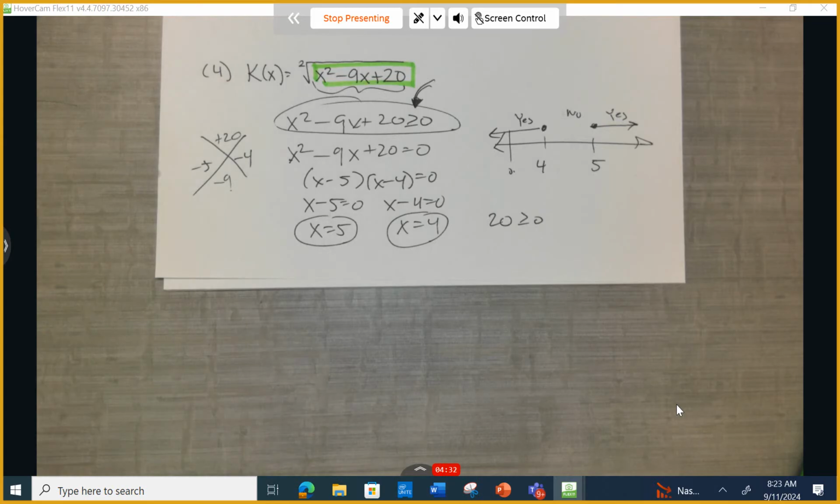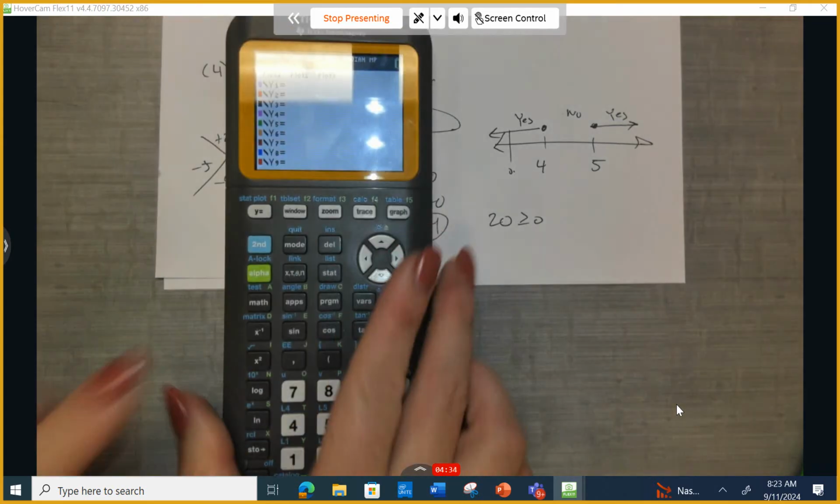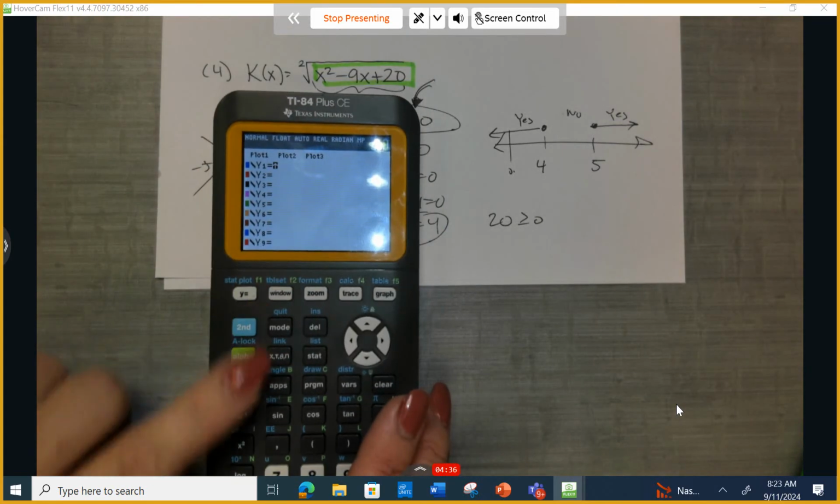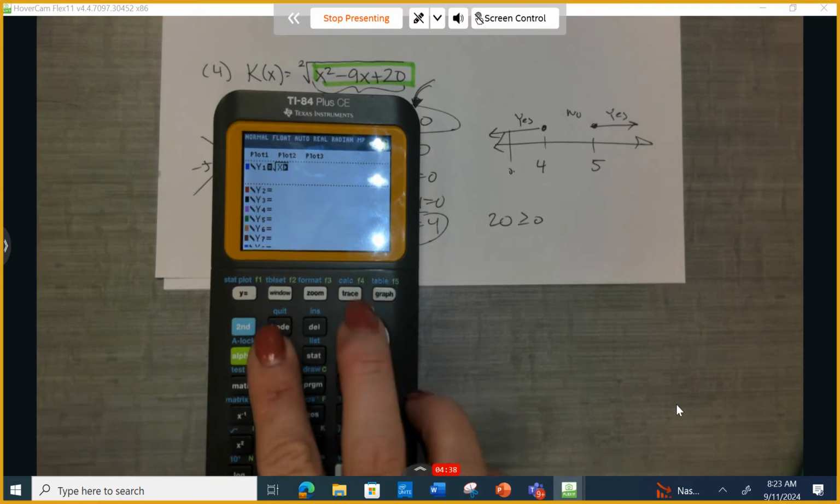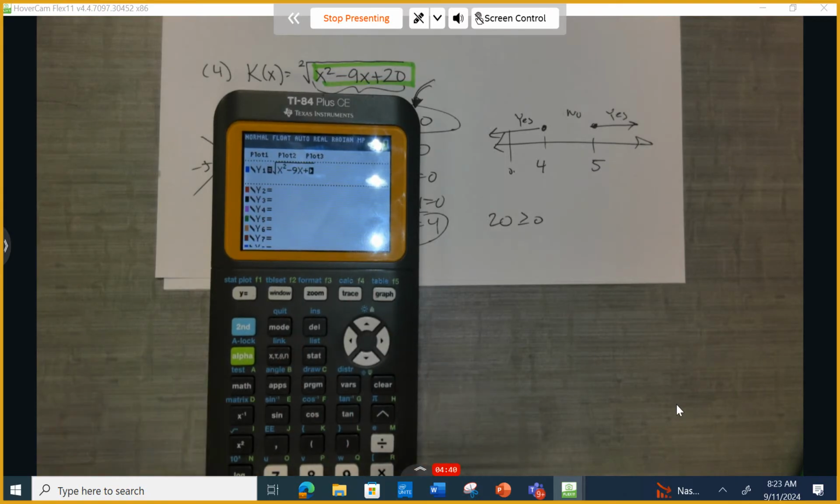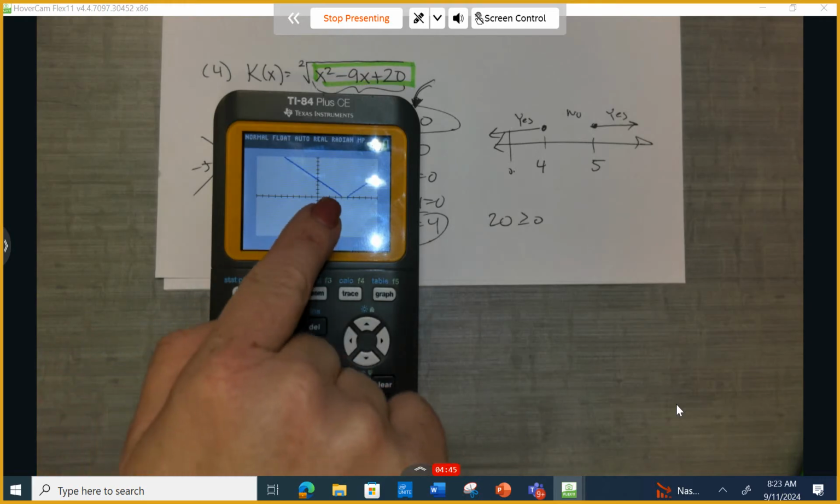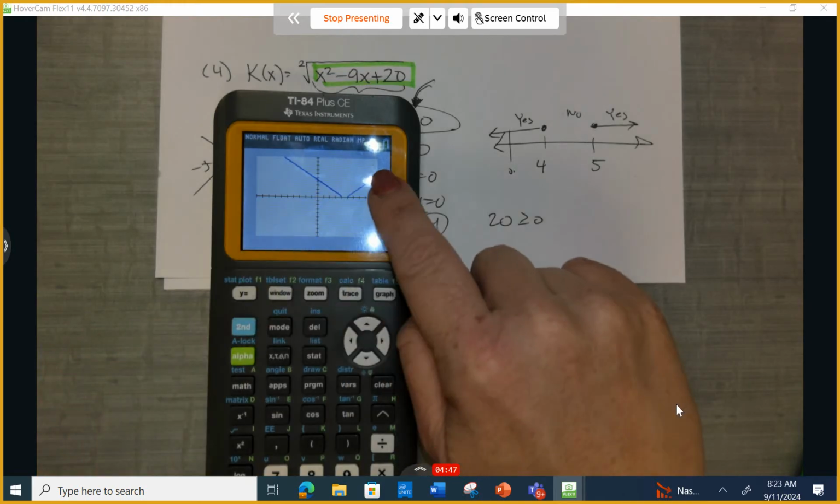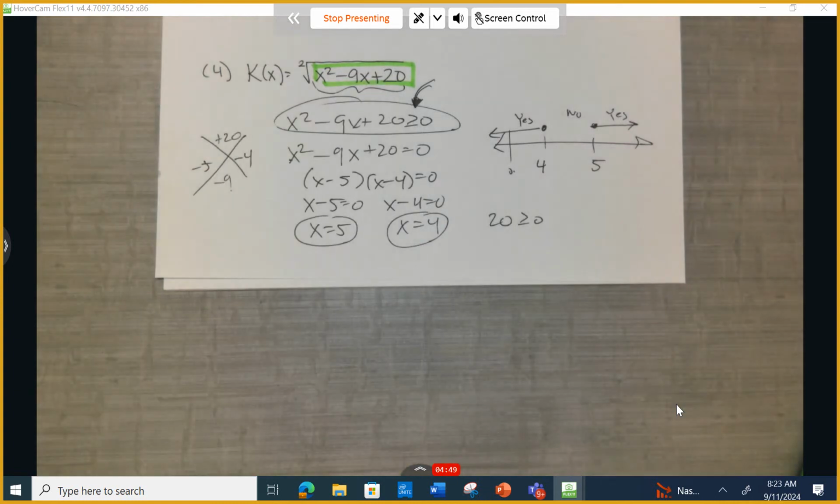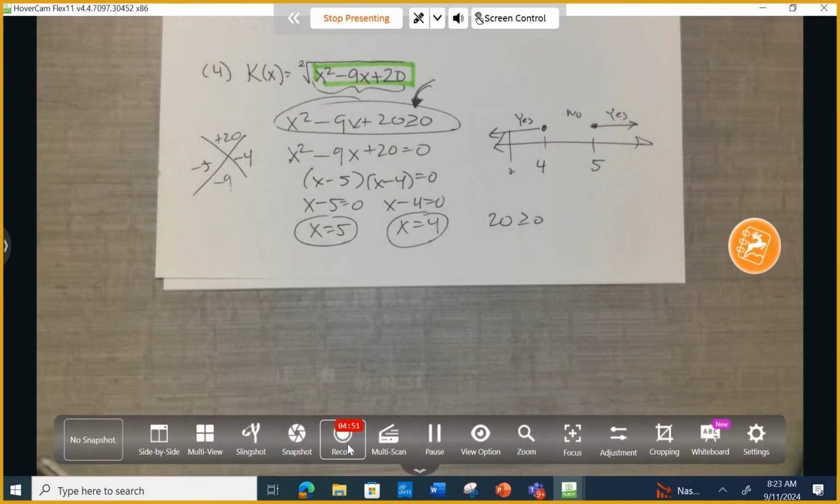Now I'm going to prove to you how this does work. I'm going to come up here, and you don't have to do this, but I just want to show you. I have the square root of x squared minus 9x plus 20. I graph it, and we can see that it goes all the way to a value of 4 up to the left and a value of 5 off to the right.